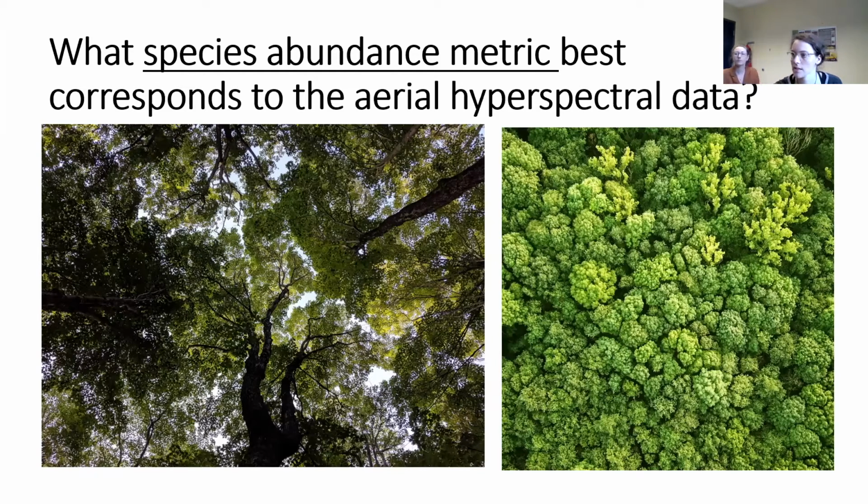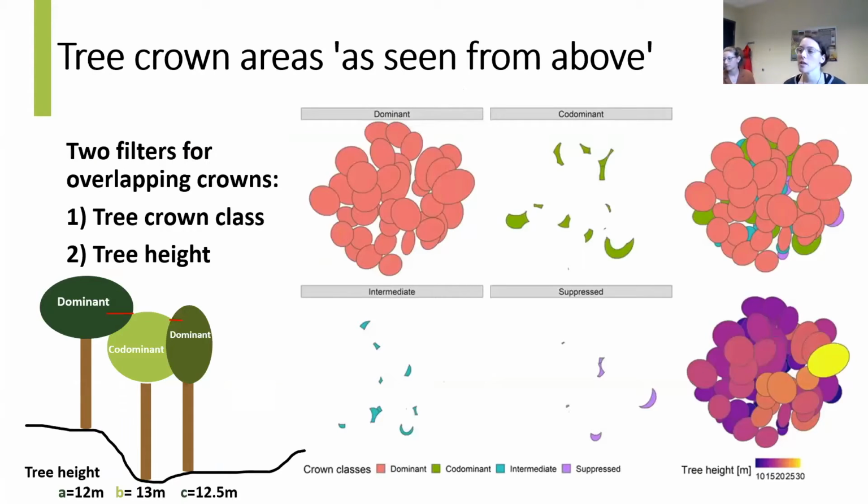We suggest that the best relation is to be found when we derive the tree crown areas as seen from above from the sensor. Therefore, we applied two different filters to get rid of the overlapping tree crowns. We first applied the tree crown class. So we cut all different classes by their overlay class. The codominant crowns were cut by the dominant ones, the intermediate crowns were cut by the dissolved polygons of the codominant and dominant ones, and so on. And secondly, we got rid of the overlaps within each crown class.